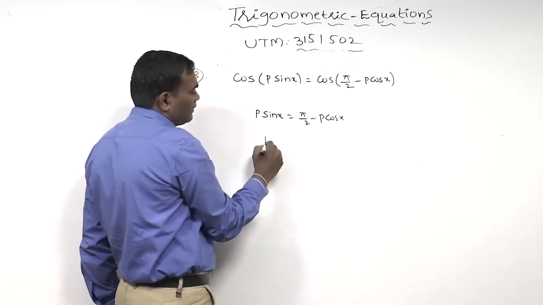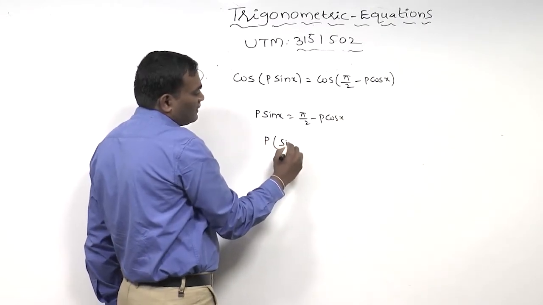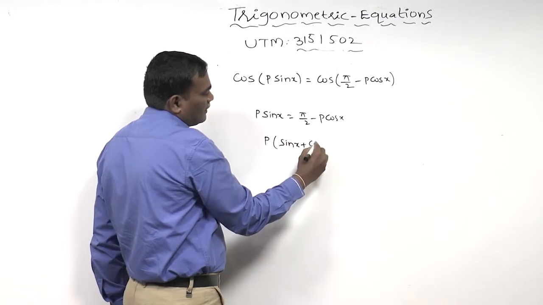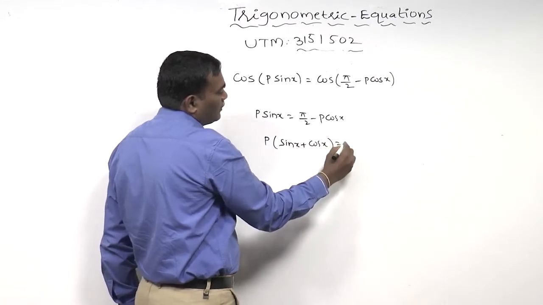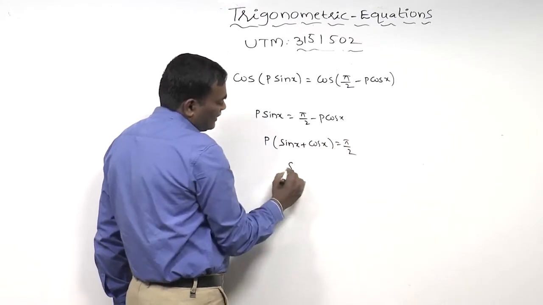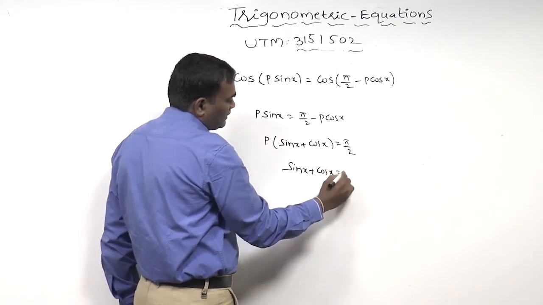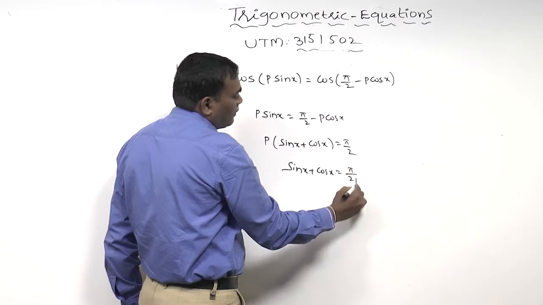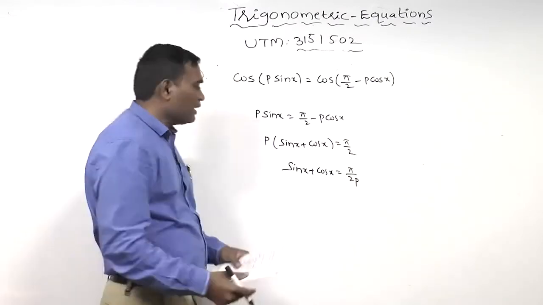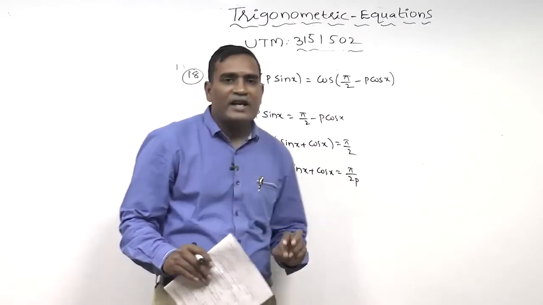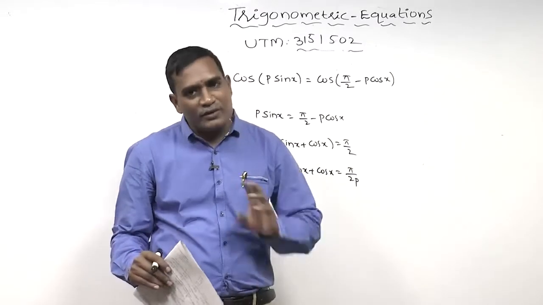Take this one to the left side, p common. p(sin x plus cos x) is equal to pi by 2. Sin x plus cos x is equal to pi by 2p. Here is a problem in the form of a cos x plus b sin x. How to simplify?